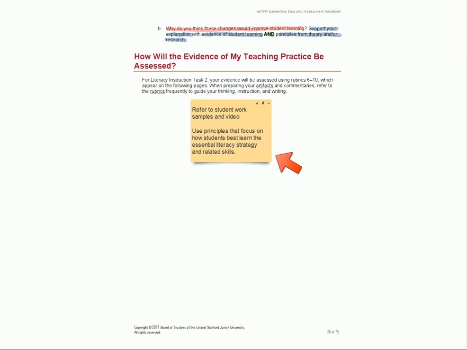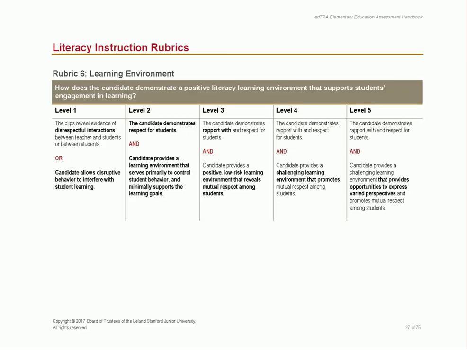All right? Now we're going to get to the rubrics, and there are 5 of them. So let's take a look here. Rubric 6, remember you're asked to set up a positive literacy learning environment. So this is about the literacy learning environment. Okay. How does the candidate demonstrate a positive literacy learning environment that supports students' engagement in learning?